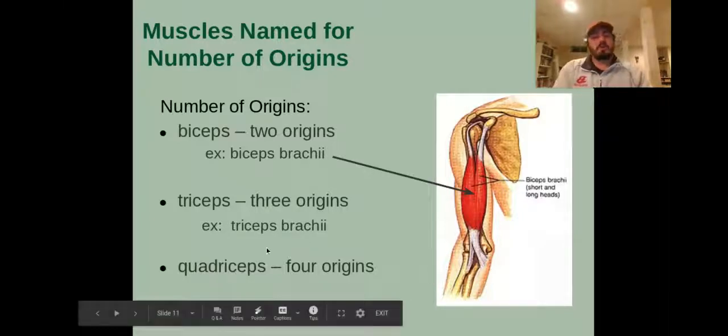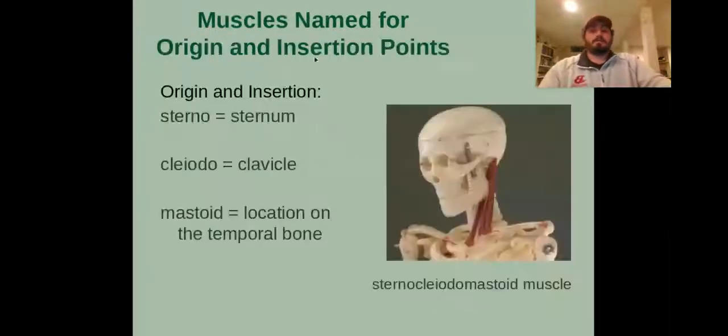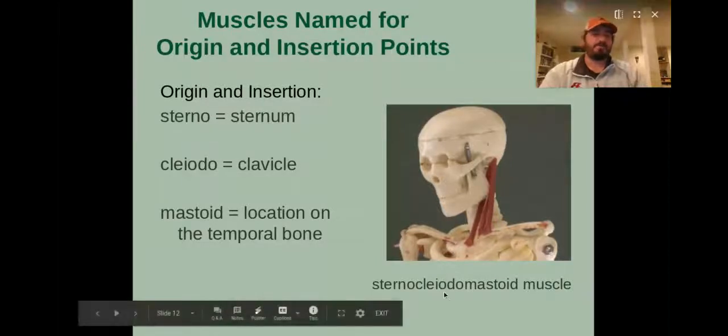Our quadriceps femoris, all right, quad, four origins. So if we were to look down at the muscle on our leg, our quads, right, we'd see it had four of these attachments, and then femoris, right, located near the femur. So number of origins is another big way that we name muscles. Okay, so now we can call another naming scheme where they originate or have insertion points. And this is one of my favorite ones here, the sternocleidomastoid, right?